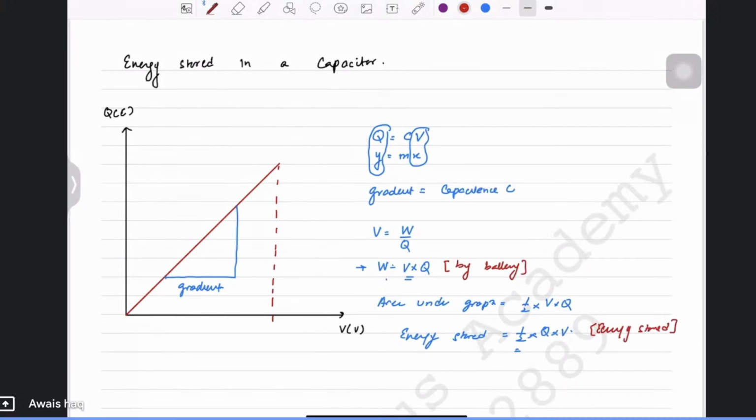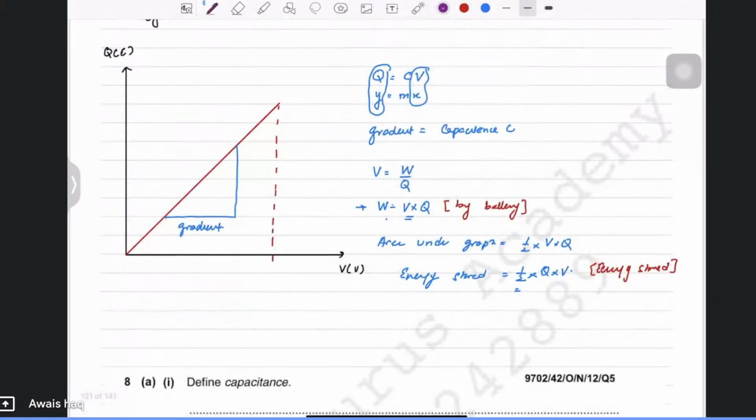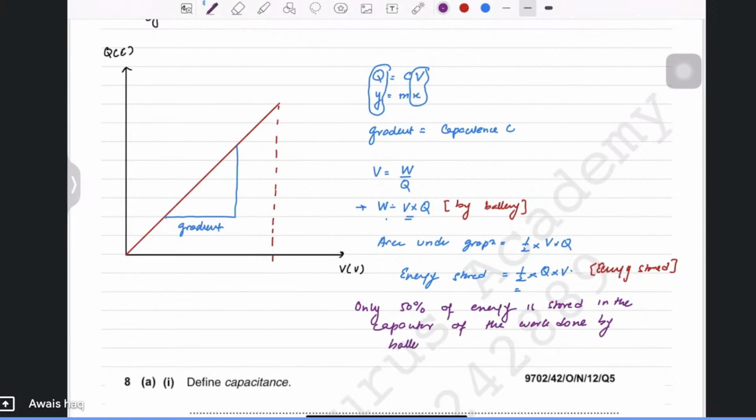So this means that only 50% of the work done by the battery is stored as energy in the capacitor. So not everything is stored. The rest, 50%, is just wasted, unfortunately, in doing work against the repulsive forces. Is it clear, everyone?